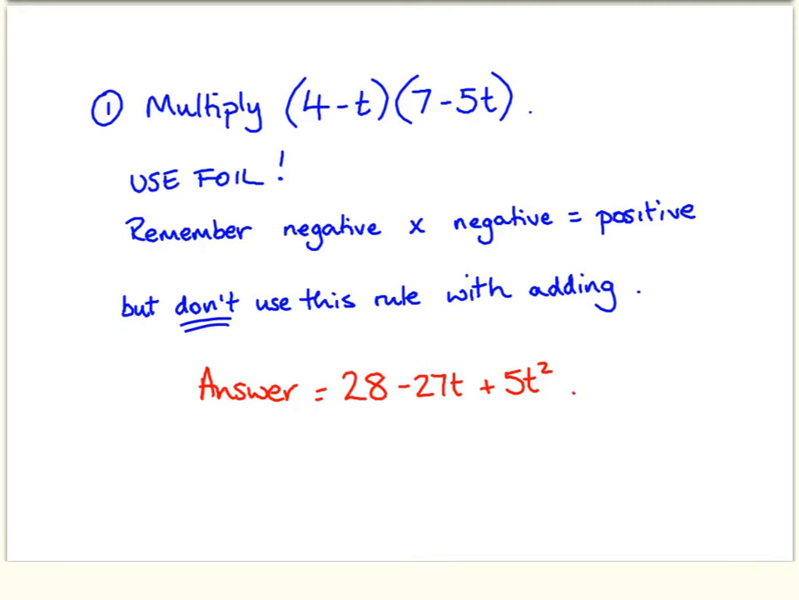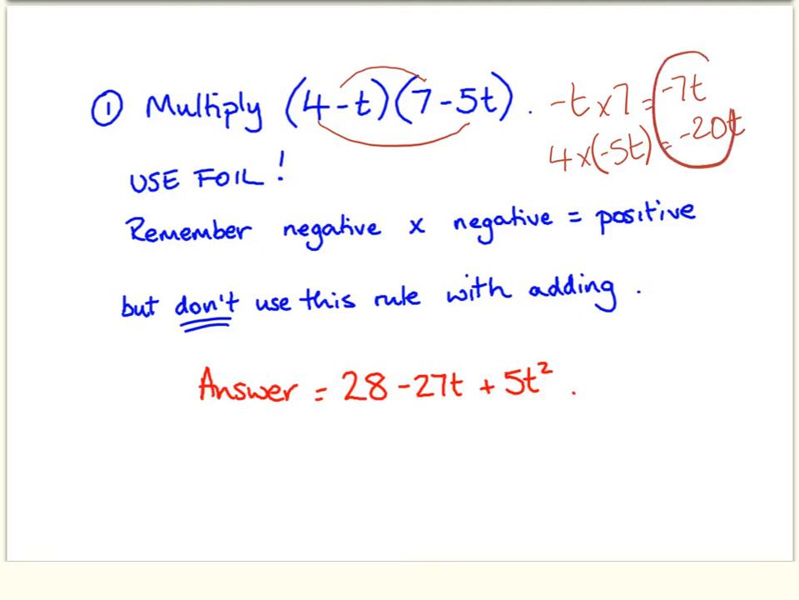Now the middle bit, minus 27t, that's because you do minus t times 7, and 4 times minus 5t. That's going to be minus t times 7, which is minus 7t, and 4 times minus 5t, which is minus 20t. Now remember, don't use this rule with adding, so minus 7t plus minus 20t go together to make minus 27t. Et voila, there's the answer.